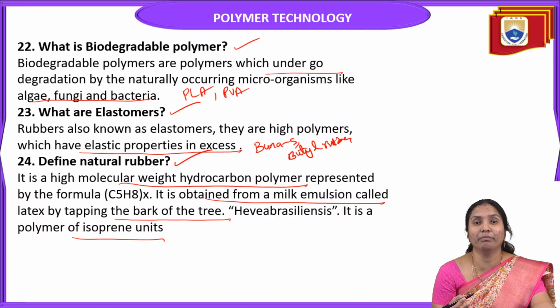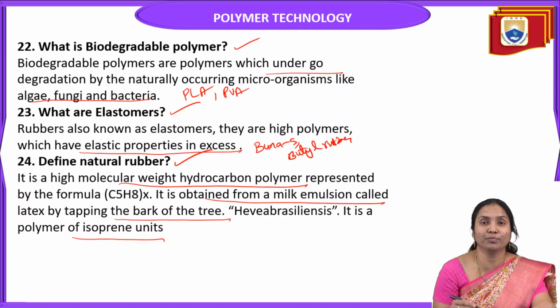When we cut the rubber tree, it produces a milky white fluid, which is named latex. It contains the basic unit isoprene. This isoprene undergoes polymerization to form polyisoprene.